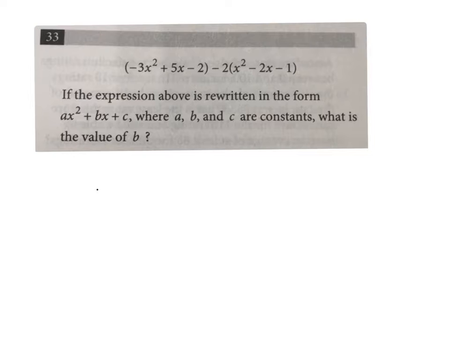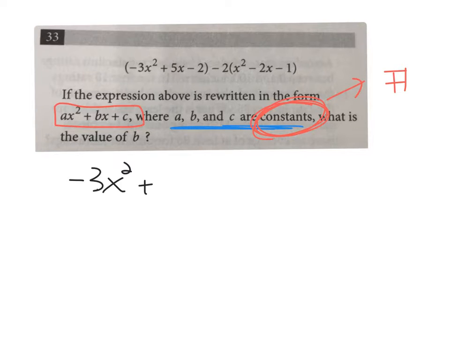Problem 33, if you have this expression, and if it's rewritten in the form ax squared plus bx plus c, a, b, and c are constants, so again, there's that math word, a constant, it just means a number. What is the value of b? So very similar to the earlier question that we did. So what I'm going to do is simplify this expression.